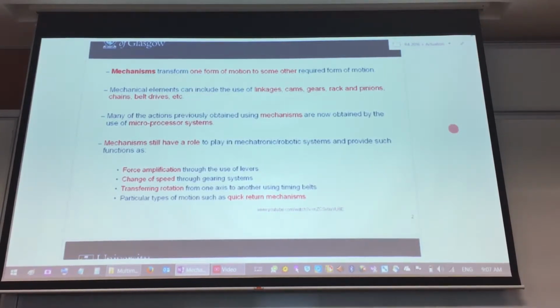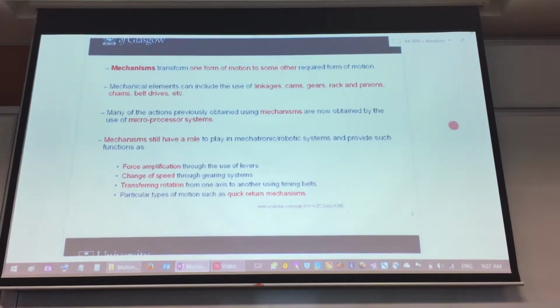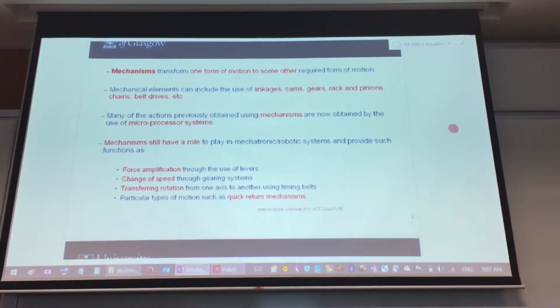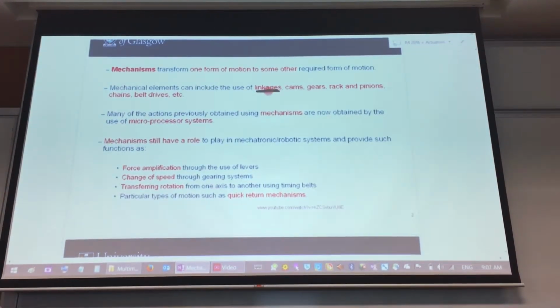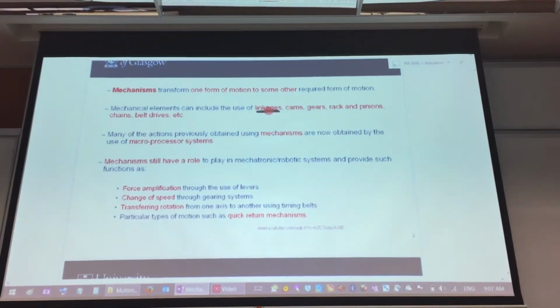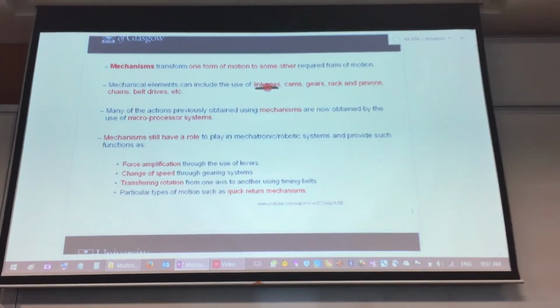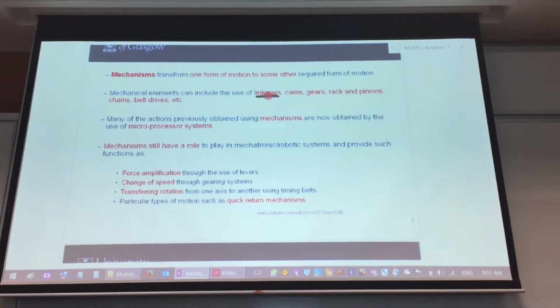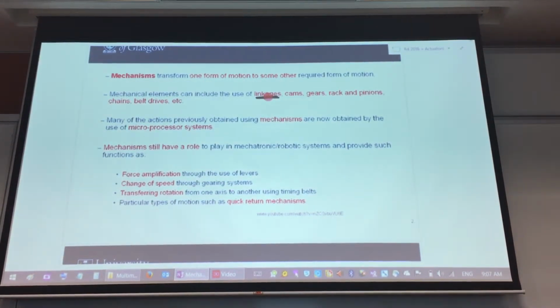Mechanisms transform one form of motion to some other. So basically, that's the definition of a mechanism. To give you some idea about examples of mechanisms, you can think of linkages. Linkages are just a series of joints, kind of beams that are joined together, where one of these beams, we don't call it beam anymore in robotics, we call it a link. So later on you get to see some of these definitions.